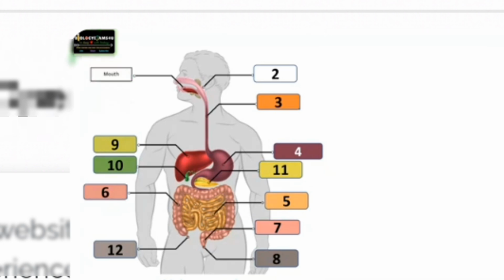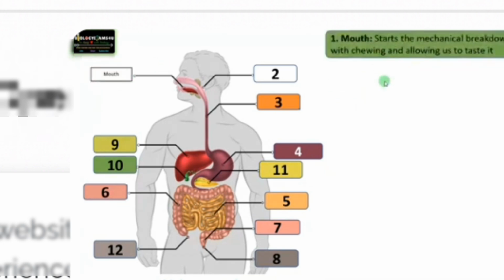Now let us see the function of each of the structures of the digestive system within 3 to 5 minutes. Starting with mouth. Mouth is involved in the ingestion of food, chews and mixes food with saliva. It is a place where the mechanical breakdown of carbohydrates and lipids begins. Lipid breakdown by means of lingual lipase. It's also involved in moistening the food.